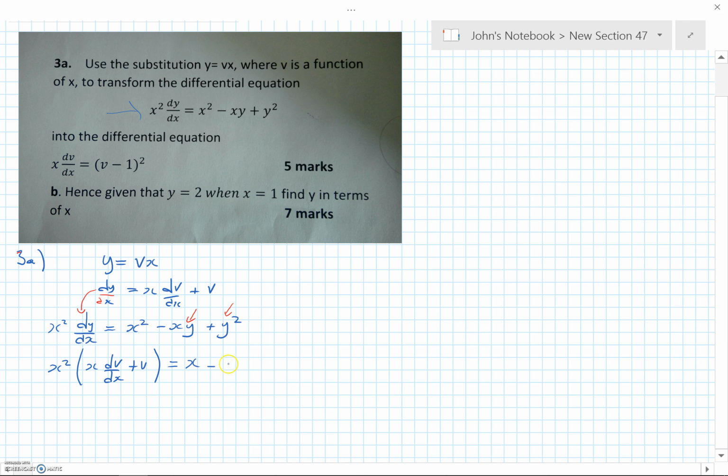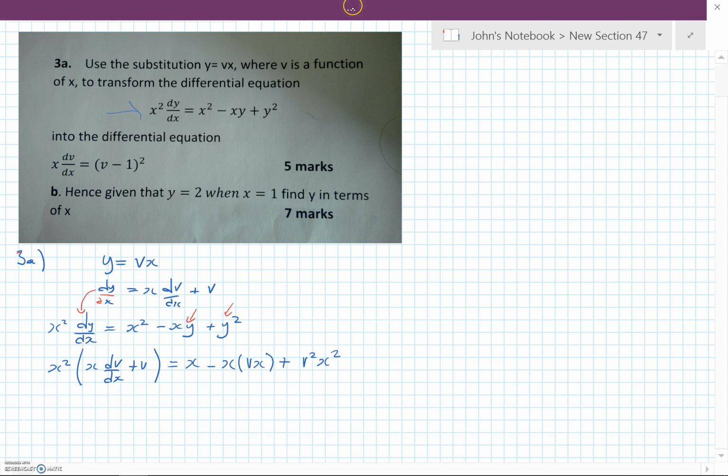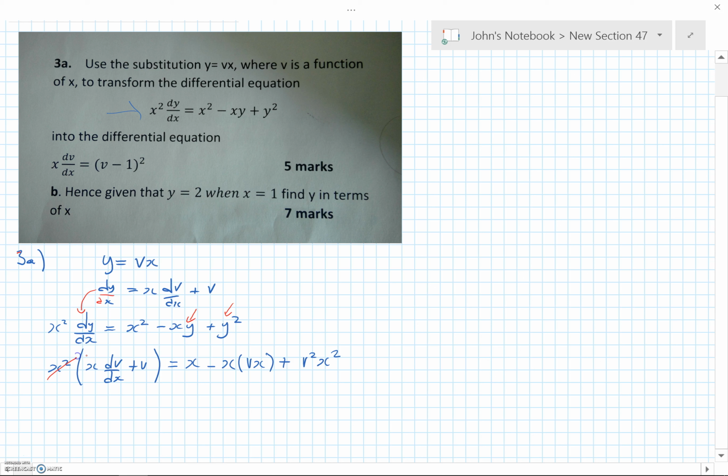equals, now we've got x squared minus x times y, so x times vx, plus y squared, which is v squared x squared. Right, now notice that there's some cancelling of x squareds going on here. I forgot to write the x squared there, but we can see it cancels. The x squared there cancels with the x squared there. So that gives us x dv by dx plus v equals 1 minus v plus v squared.